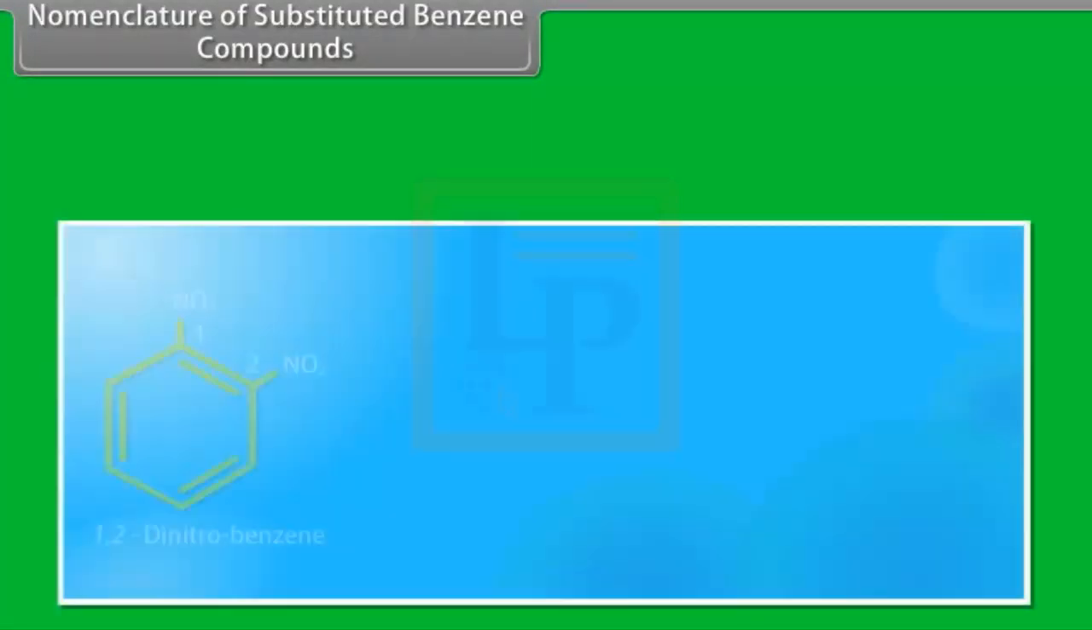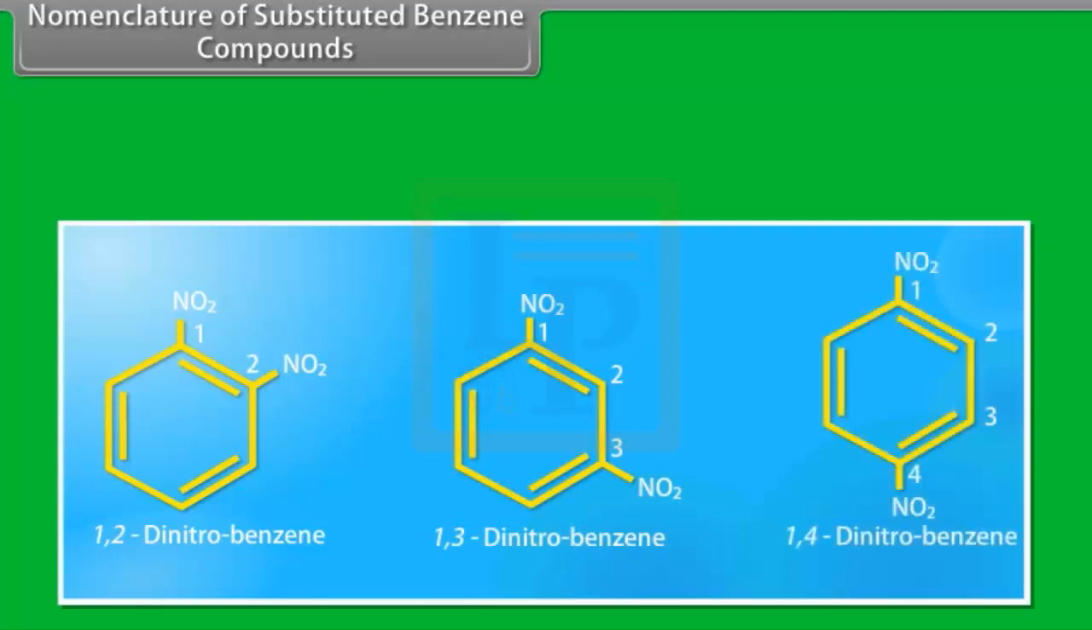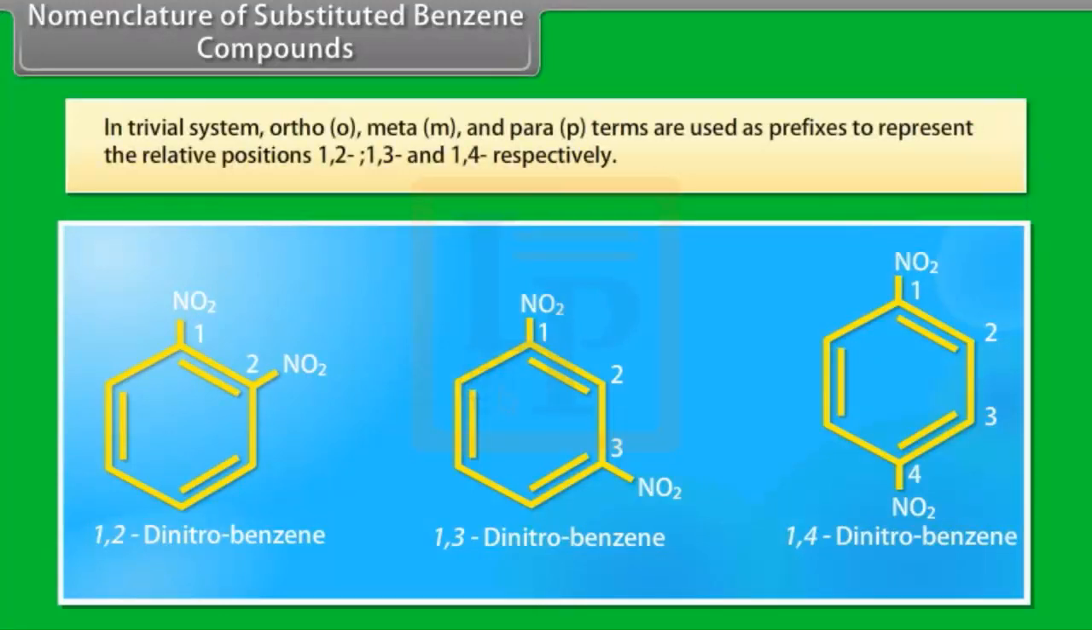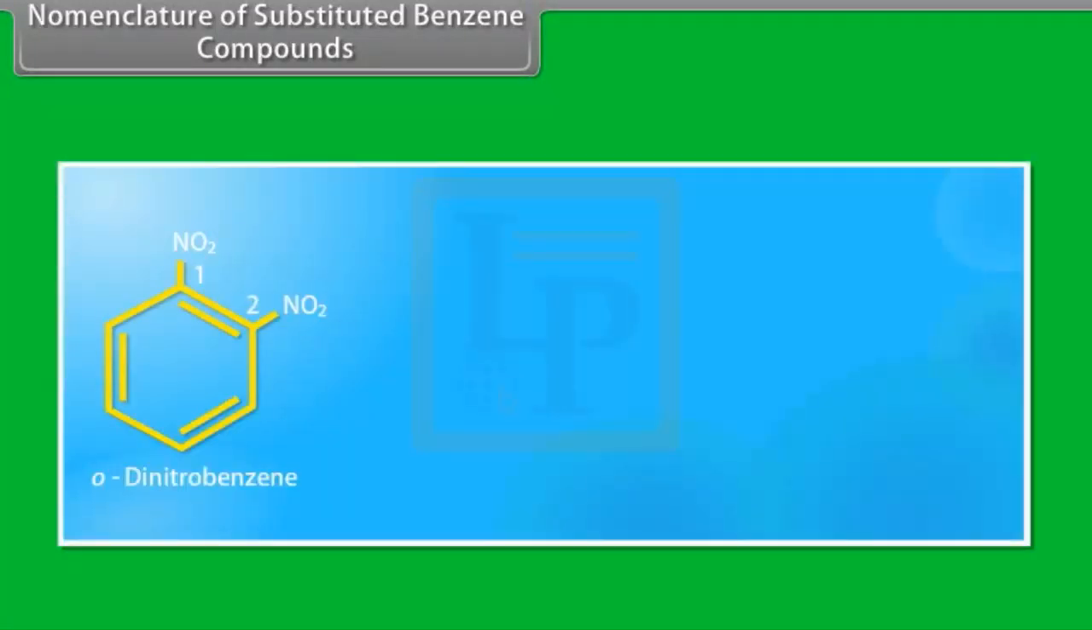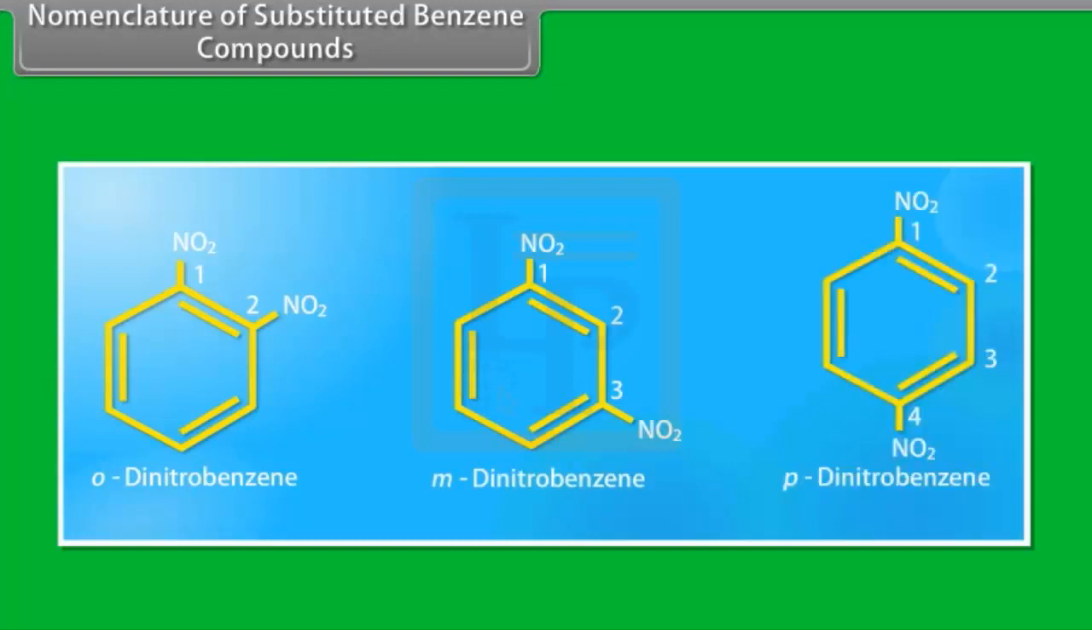For example, 1,2-dinitrobenzene, 1,3-dinitrobenzene, 1,4-dinitrobenzene. In the trivial system, ortho (o), meta (m) and para (p) terms are used as prefixes to represent the relative positions 1,2, 1,3 and 1,4 respectively. For example, ortho-dinitrobenzene, meta-dinitrobenzene, para-dinitrobenzene.